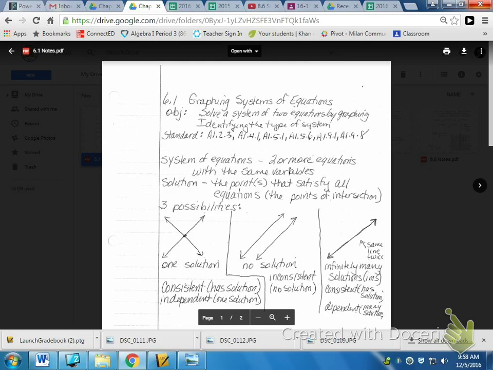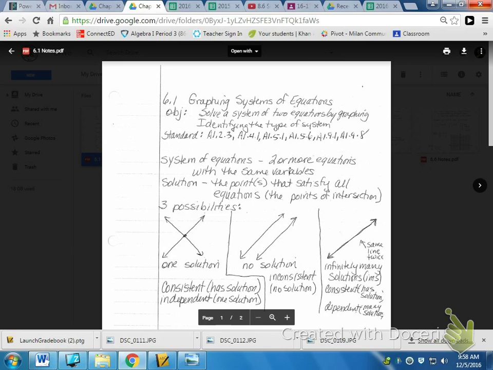So, a system of equations, by definition, is two or more equations with the same variables. The variables stand for the same thing, and that's what makes it a system of equations. As you go on in math, there will be more than two. We're just going to concentrate on two mainly, but it could be 3, 4, and so on, which puts more constraints on it.